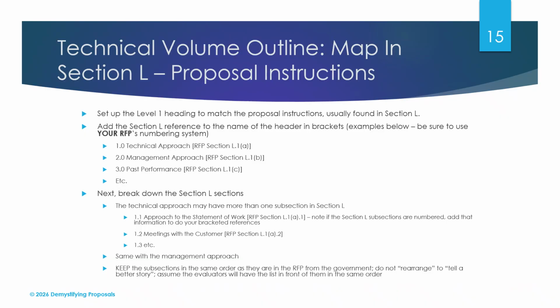For your technical volume proposal outline, set up your level 1 headings to match the proposal instructions, usually found in section L. Add the section L references to the name of the header in brackets. So, for example, if the first section that you need to add based on your proposal instructions is technical approach, that would be 1.0 technical approach with the brackets for RFP section L1A in this example.